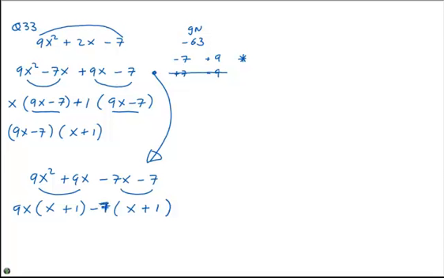So you do need to be a little bit careful when you're taking out negative numbers. When you're taking out the negative numbers, always make sure that when you multiply them back in, it's working. So just to finish off, x plus 1, 9x minus 7.